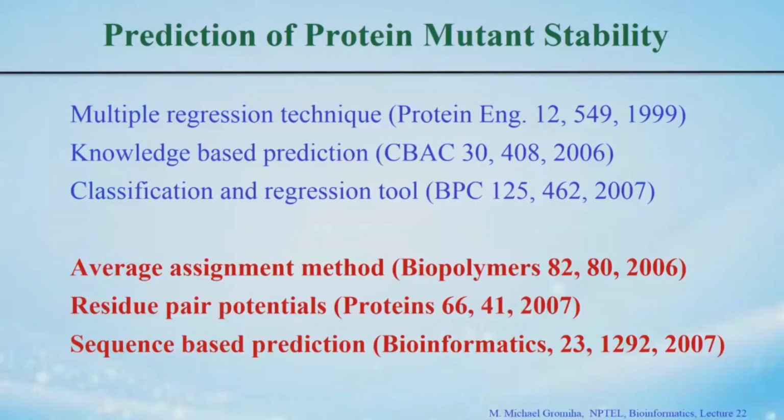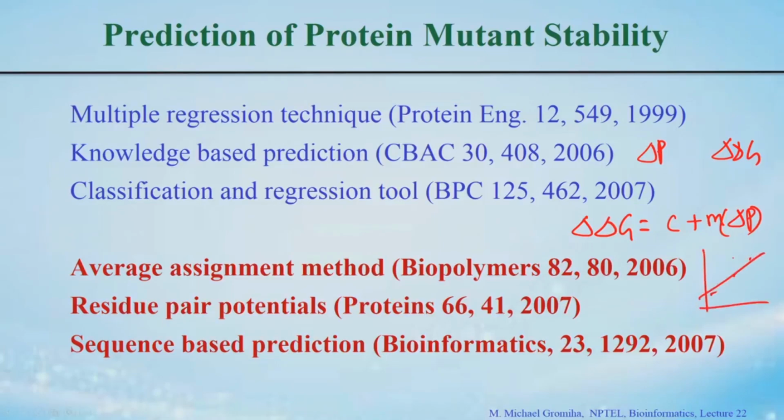If you have a relationship, for example, here you see the property delta P is related to delta delta G. You can relate delta delta G equal to some constant C plus m times delta P. So delta P is a property value and C is a constant, because if you make a straight line and see the values like this, we can use this equation to calculate delta delta G, and then you can see whether you can predict.